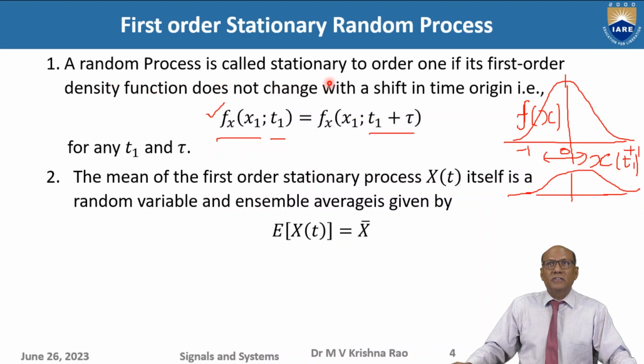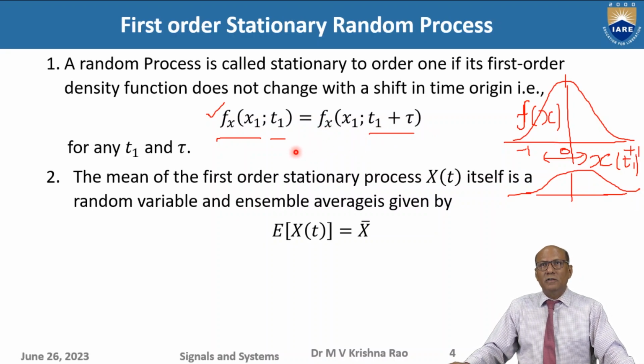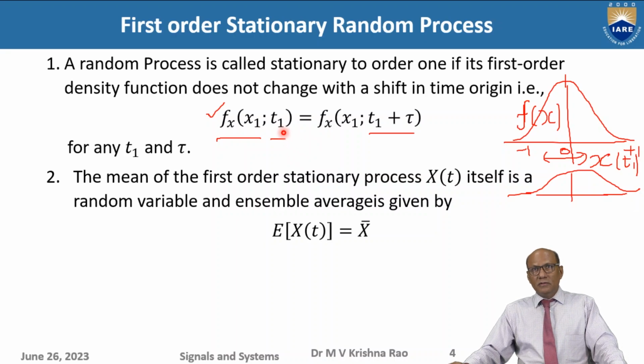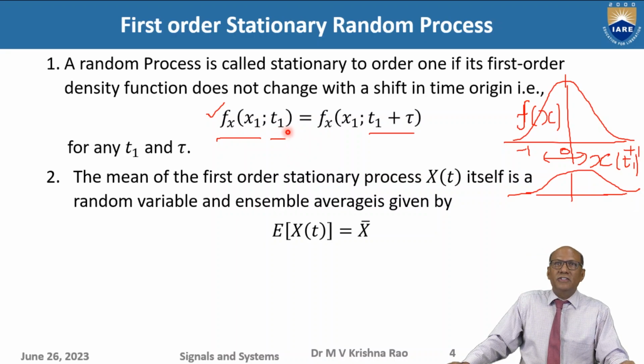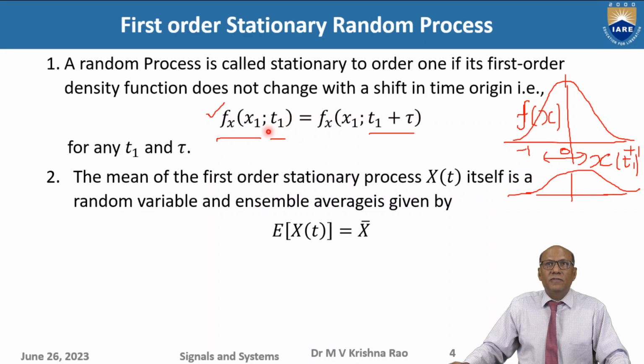So a random process is called stationary to order 1 if its first order density function does not change with a shift in the time origin. So you can shift to any time origin. If I take it, it should be the same, independent of time. That is the meaning of this. So that's why it is stationary. The density function is stationary. The density function is not changing with respect to time.